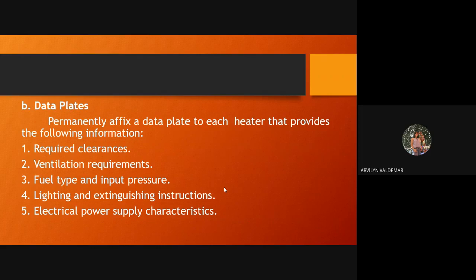Next is the data plates. Permanently affix a data plate to each heater that provides the following information. First is the required clearances. Next is the ventilation requirements. Third is fuel type and input pressure. Fourth is lighting and extinguishing instructions. Fifth is electrical power supply characteristics.